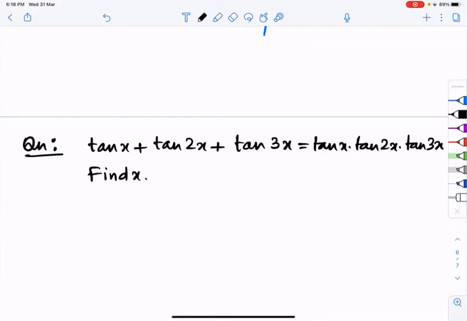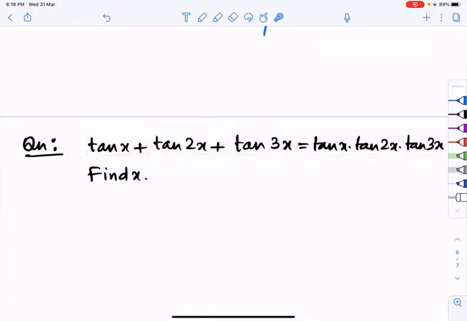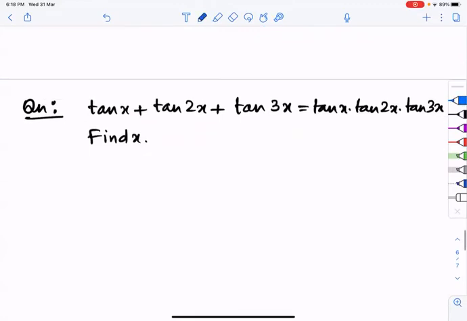Okay, so what we can do? We have 3 terms here with plus sign in between. Here same 3 terms with product in between. And also this x, 2x and 3x, how are they related? We can see that if I add x and 2x, I will get 3x. Okay, so with that idea, we are going to solve it.